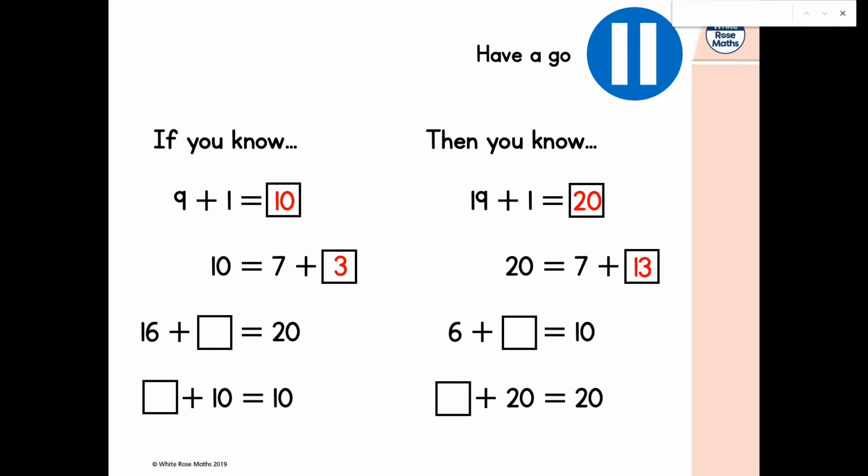Next one. If you know 16 plus 4 equals 20, then you know that 6 plus 4 equals 10. And our last one. Did you put 0 plus 10 equals 10? And if you know that, then you know 0 plus 20 equals 20.